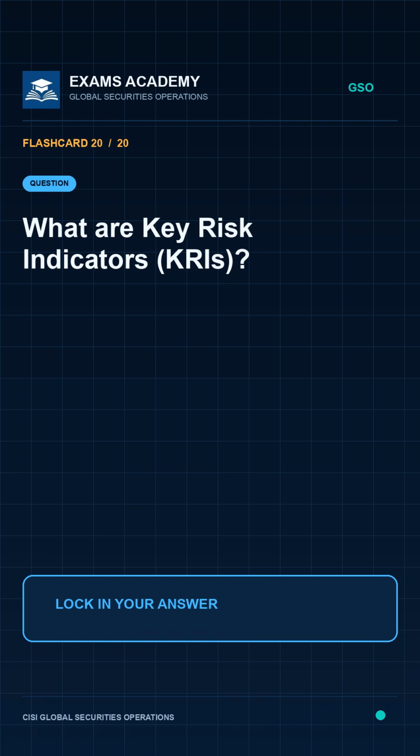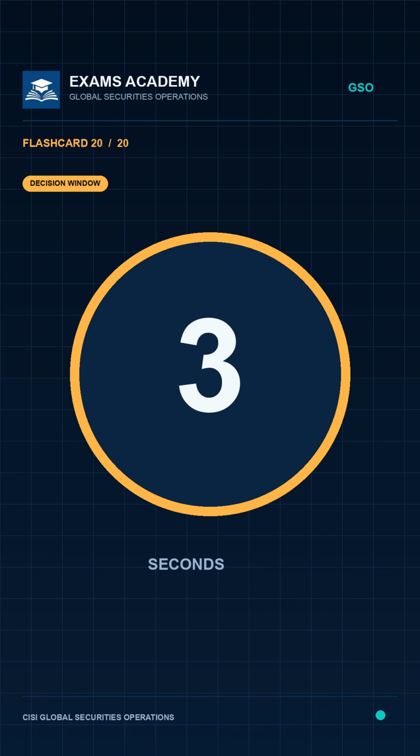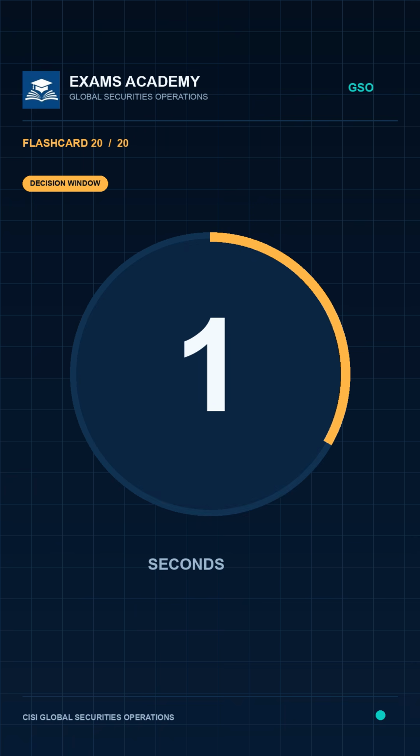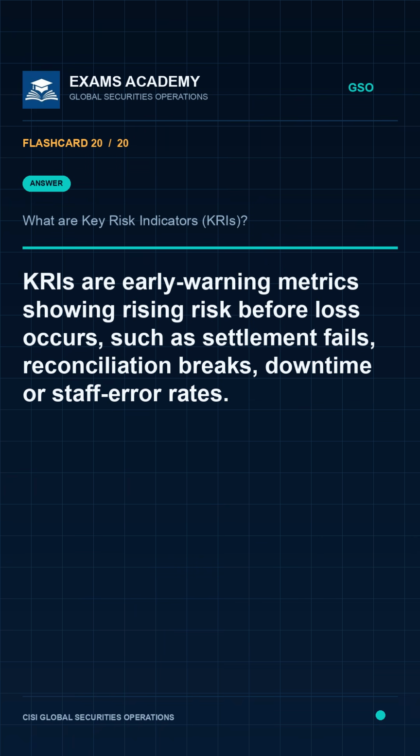Question 20. What are key risk indicators, KRIs? Answer. KRIs are early warning metrics showing rising risk before loss occurs, such as settlement fails, reconciliation breaks, downtime, or staff error rates.